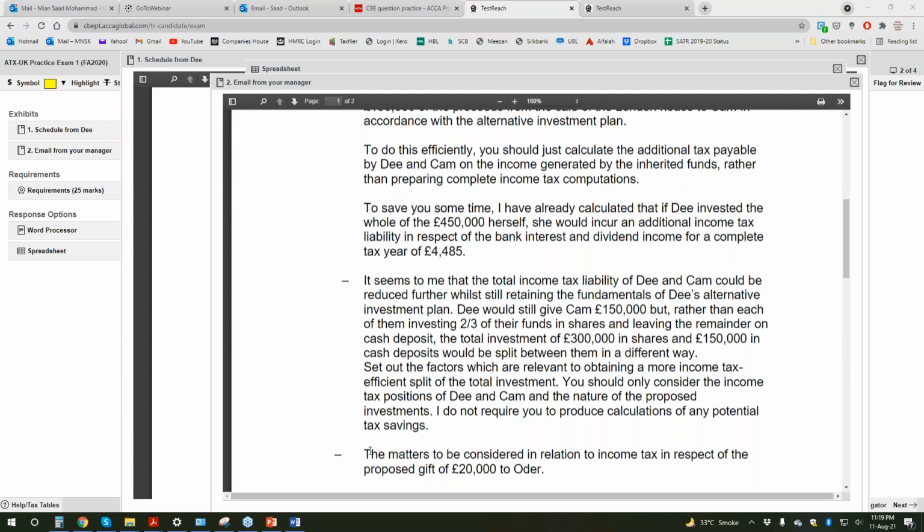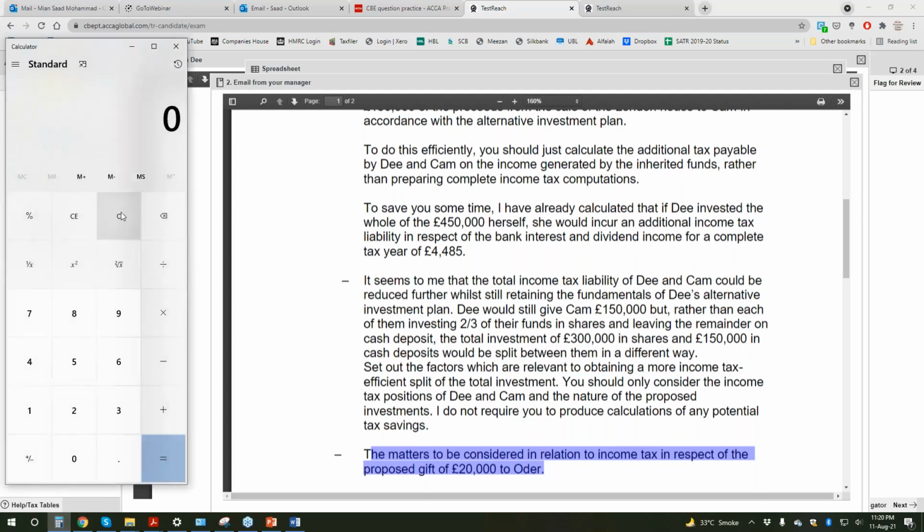And I have done this part as well, which asks what are the matters to be considered if the gift is given to Oder. I've already explained, because Oder is less than 16 years old, if he will be given any benefit or income, it will be considered as the income of the parent. So let's say if Oder invests 20,000 in cash deposits, and it is mentioned in the question that the cash deposits are giving 1% interest, he will be receiving 200 pounds interest, which is higher than the 100 pound threshold. So it will be considered as D's income, not Oder's.